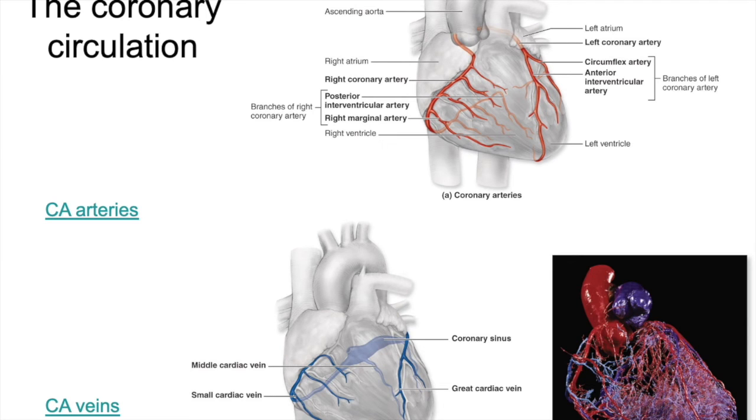We'll finish up today by looking at coronary circulation. We'll start with the arteries, and I guess we'll start with the coronary artery since we've talked about the coronary sulcus, where the coronary artery lies. There's a right coronary artery and a left coronary artery, and this is what supplies the heart with its own oxygenated blood.